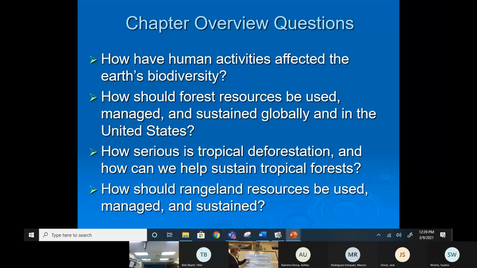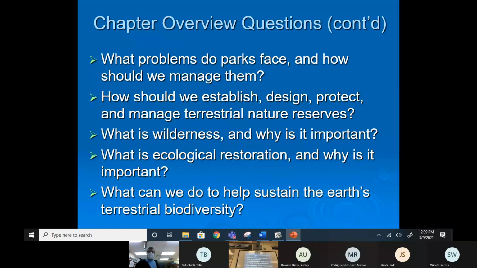Human activities and biodiversity, forest resources, tropical deforestation, rangeland resources. You could almost turn this into an outline of the chapter, the major topics. Parks would be the next one. Nature reserves, wilderness, ecological restoration, and actions that we can take. So you see how I kind of reduced each of these to a single topic, right? So these are questions about those major topics.